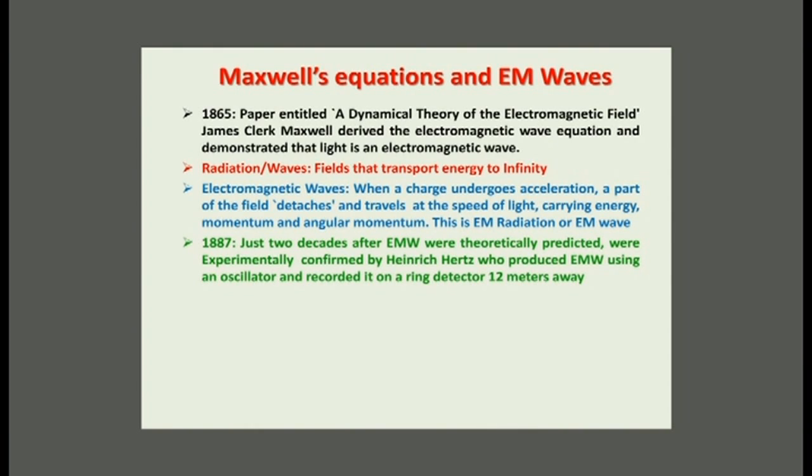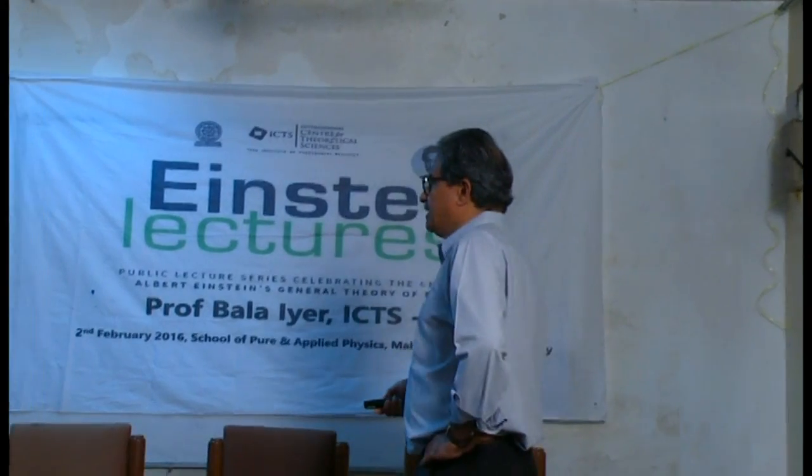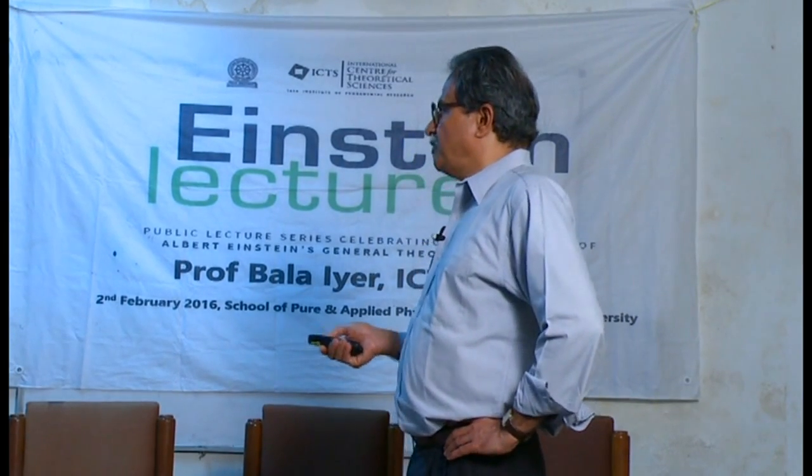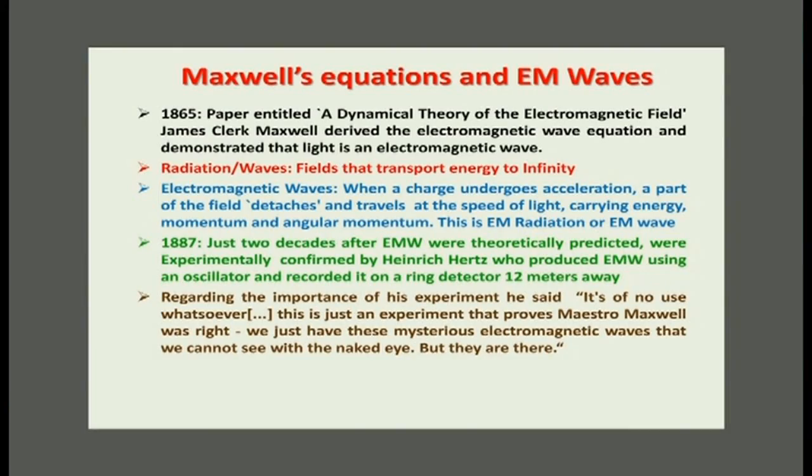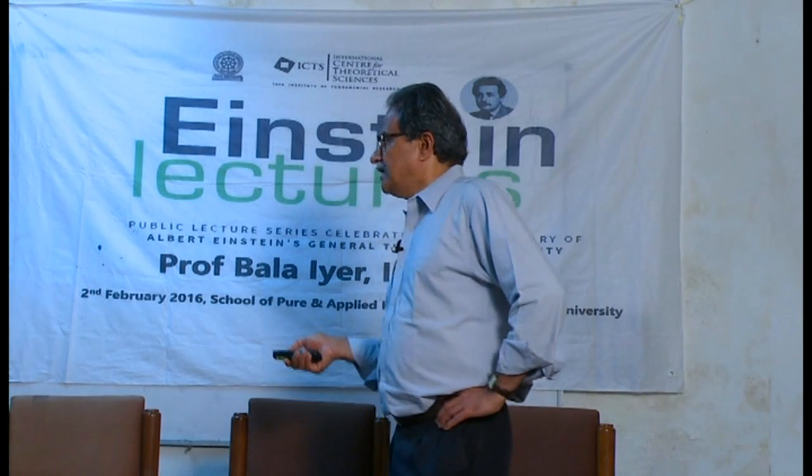Just 20 years after Maxwell predicted it, electromagnetic waves were experimentally confirmed by Hertz, who produced electromagnetic waves using an oscillator at one end of the lab and recorded them on a detector just 12 meters away. So in the lab you could demonstrate that electromagnetic waves could be created and detected. When somebody asked him about the importance of his experiment, he is supposed to have said, it's of no use whatsoever. This is just an experiment that proves Maxwell is right. We have these mysterious electromagnetic waves we cannot see with the naked eye, but we know that they are there.